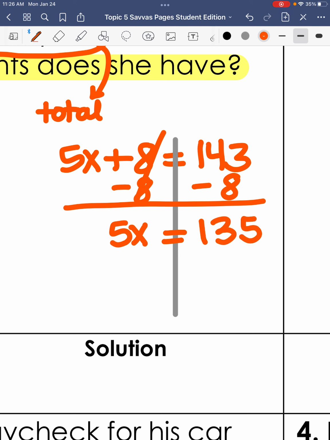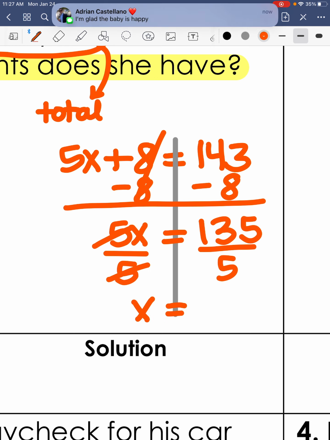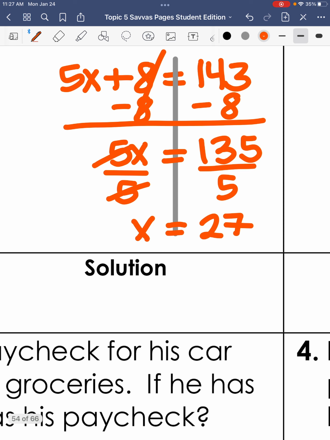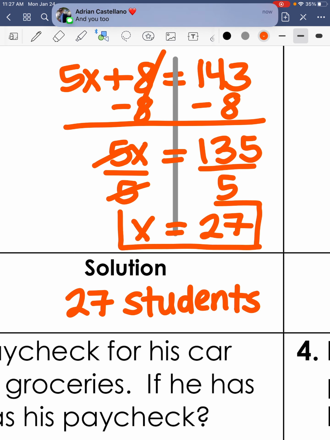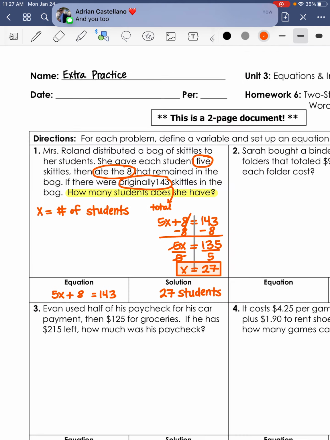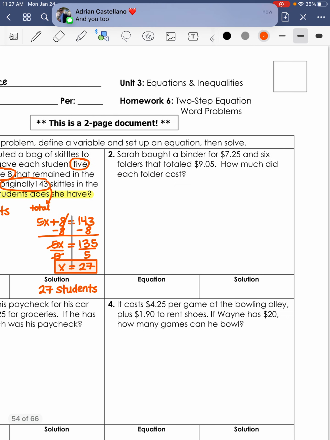Now to get X by itself, I'm going to divide by 5, and I do that on both sides. So my 5's cancel out. X is by itself, and when I take 135 and divide by 5, I get 27. 27 what? 27 students. So in the solution box, I'm going to write 27 students because that is my answer. Okay, let's move on to number 2.